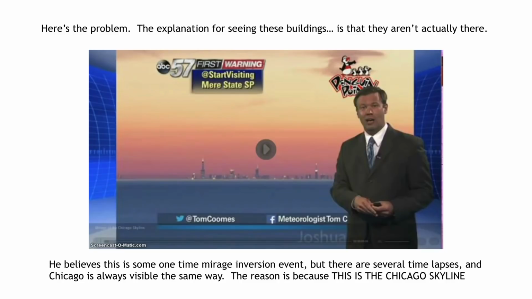So he believes that this is some one-time mirage inversion event. But again, there are several time lapses. Then you can see this. Chicago is always visible essentially the same way. It doesn't go down below the curve and then is brought back rapidly upward. It's stable. It's just slightly moving up and down here and there and expanding and compressing here and there. But it's just like all the other phenomenon that we've witnessed with closer objects. So again, the reason is not because of a mirage. The reason that we can see it is because this is the Chicago skyline.